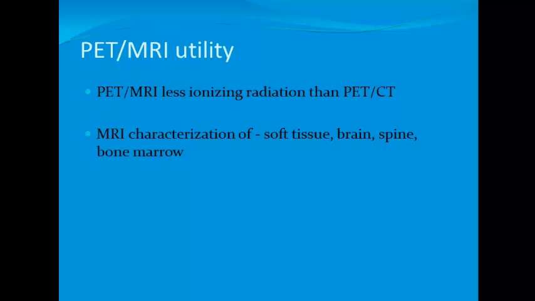Also, a major driving force in pediatrics is reduced radiation exposure to children as they receive a PET scan and an MRI scan rather than a PET scan and a CT scan, the CT containing ionizing radiation. Also, the MRI has the ability to better characterize potential soft tissue lesions, for example lesions in the brain, spine, and bone marrow.